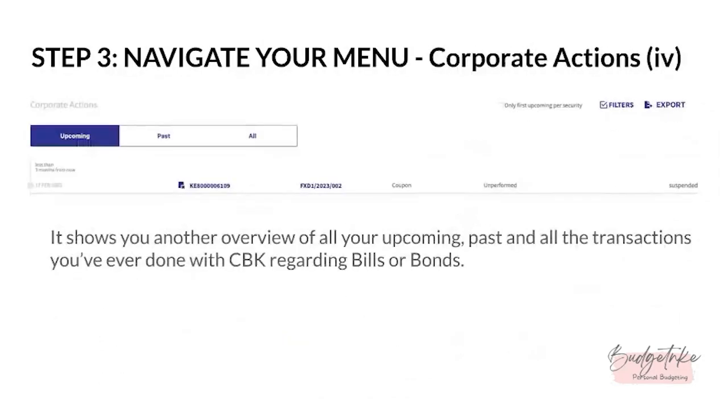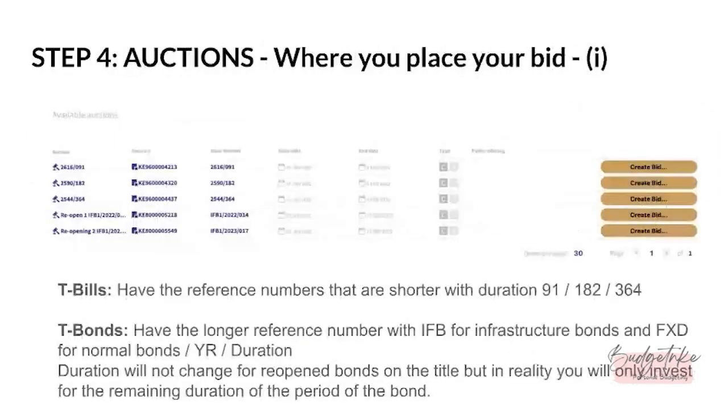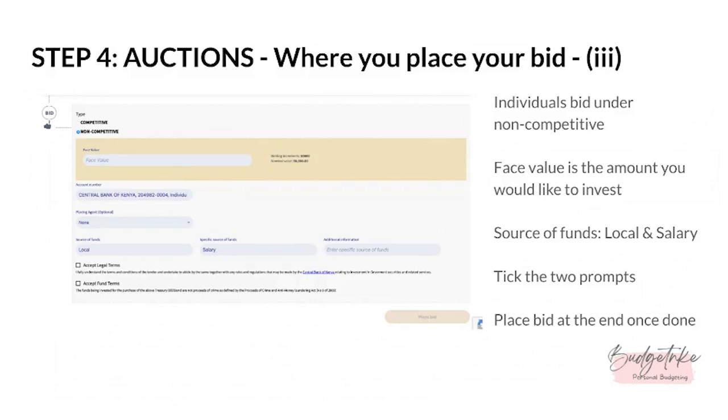But again, these slides will be available to you to walk you through as you're creating the bid, so that you don't forget anything that I've shared. So: individual bid and non-competitive. Face value is the amount you would like to invest. Source of funds I've shared, and then tick the two prompts and place the bid once it's done. And that's it. It's very simple, very direct, very easy.